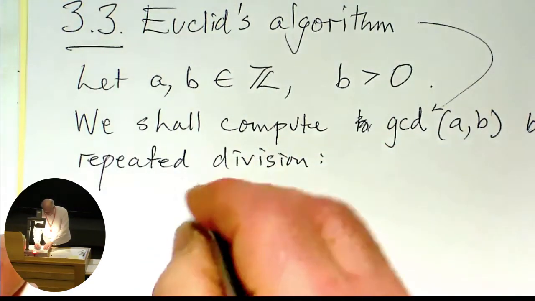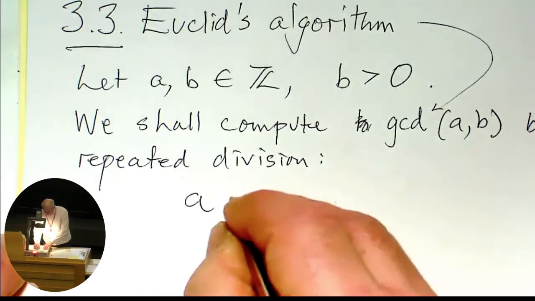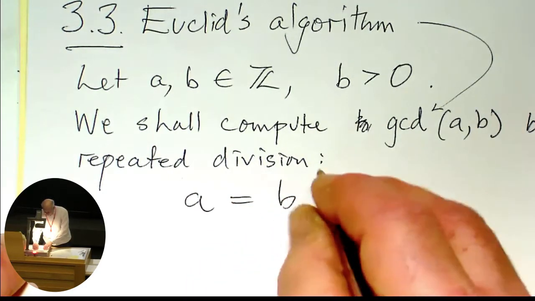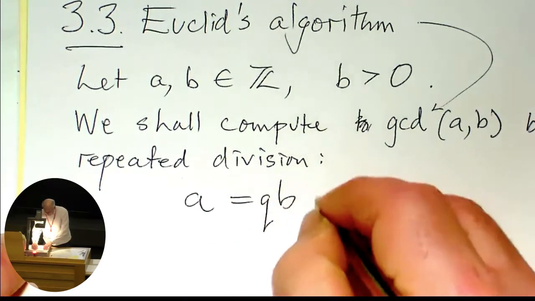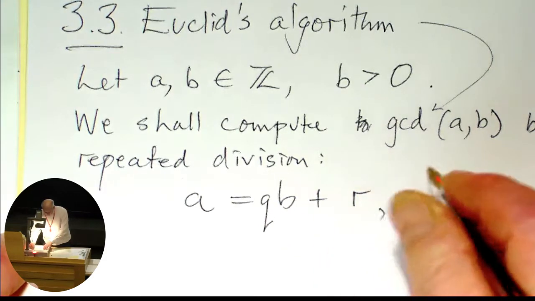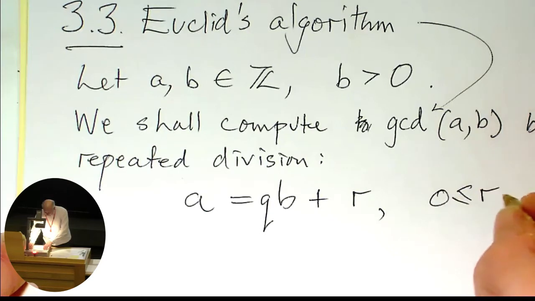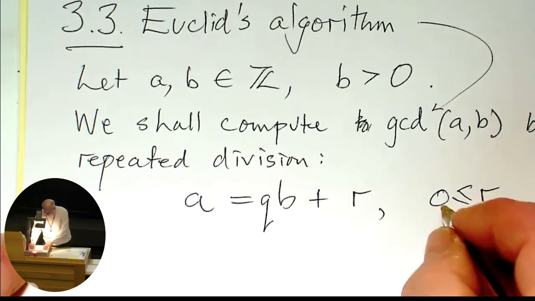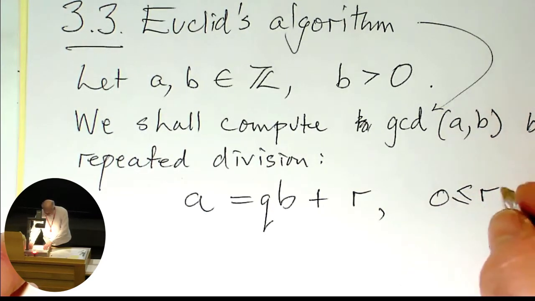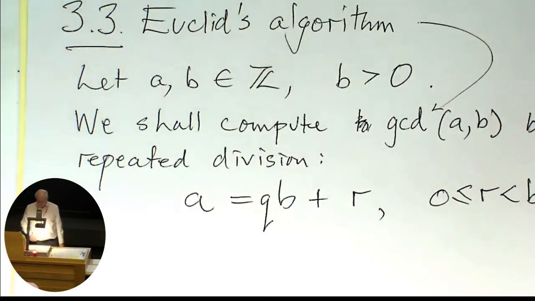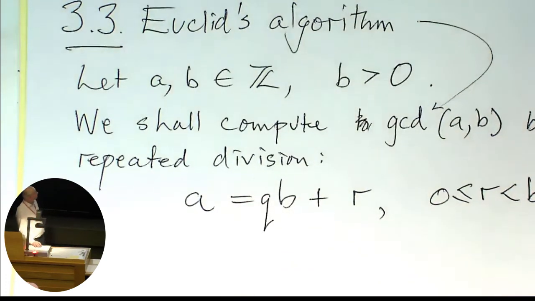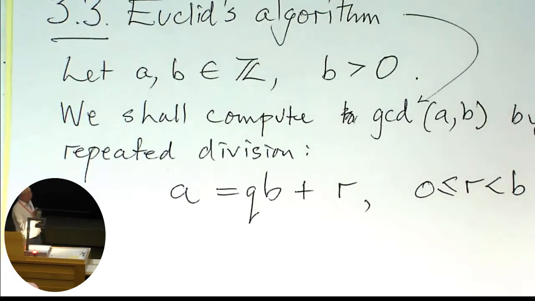So what you do to start with is what we've done before. You take a and you divide it by b, you have an integer quotient q, and a remainder r, and you can always choose the remainder, as I explained, to be between 0, possibly equal to 0 if the division is exact, but always less than b. All the numbers are integers. That's the so-called division algorithm.